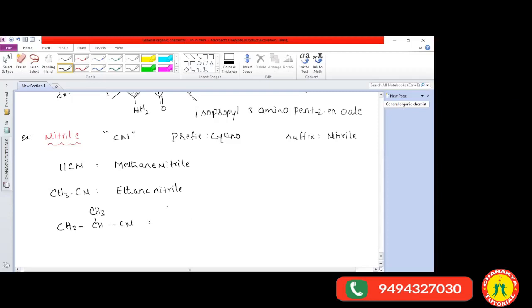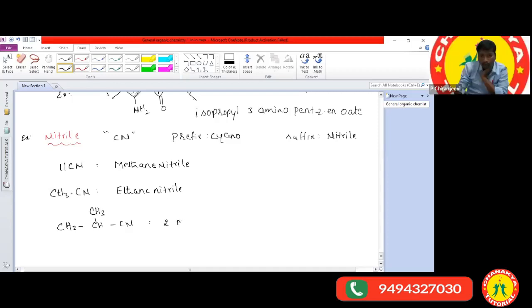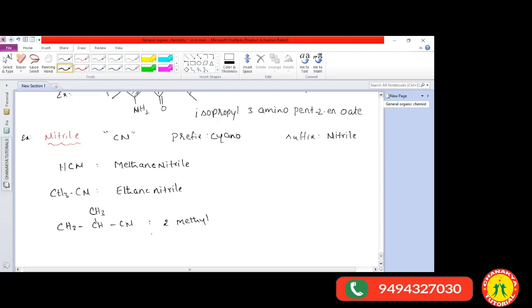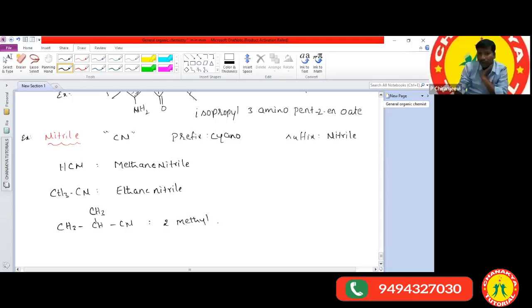2-methyl ethane nitrile. Very good, ma. Propane nitrile. Okay, so like that only you will get the IUPAC nomenclature, ma. So then a little bit faster I can move here.